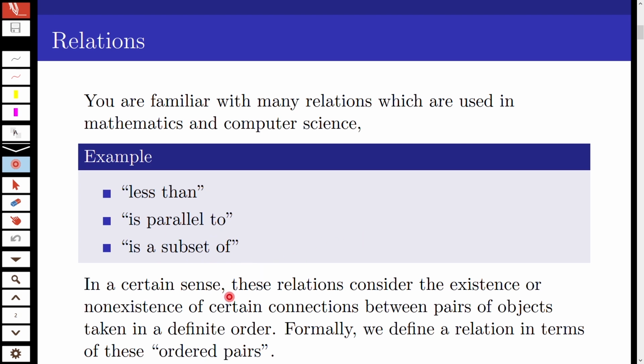In a certain sense, these relations consider the existence or non-existence of certain connections between pairs of objects taken in a definite order. So we formally define a relation in terms of ordered pairs. In these examples, less than relates pairs of objects: A is less than B. Is parallel to also relates two objects, for example two lines, line L1 is parallel to L2. And is a subset of: A is a subset of B. All these things connect pairs of objects taken in a definite order, so we can define a relation in terms of ordered pairs.